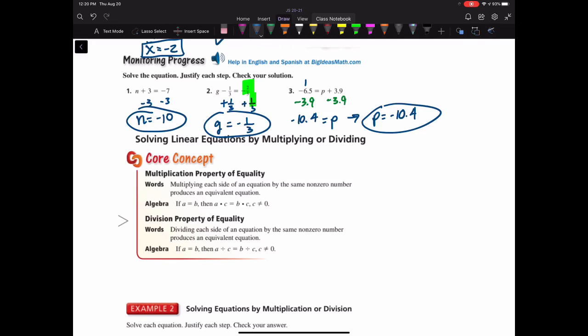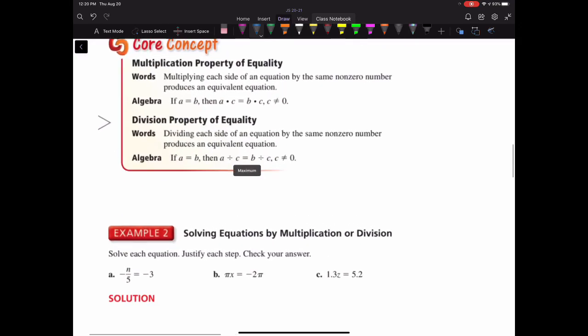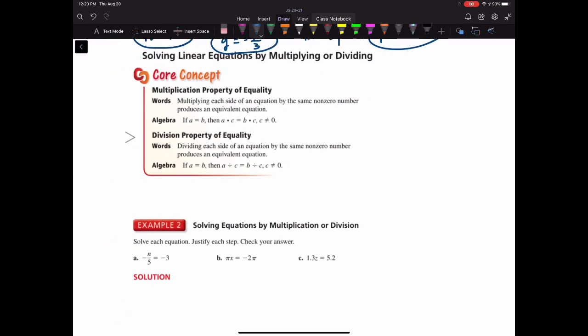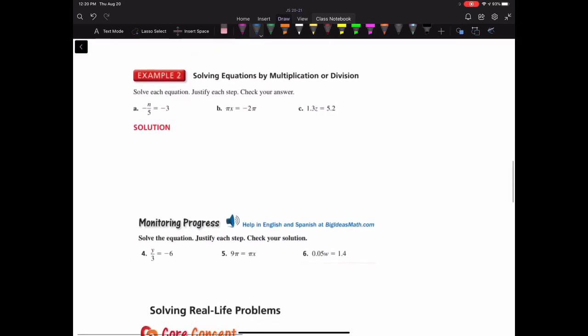All right, so very similar idea using inverse properties. The opposite operation will cancel the other operation, but with equality here, so as long as you're doing the same thing to the left as you do to the right, then it's still equivalent. Same thing on the left, dividing by C on the other side, we still have an equivalent equation. So whatever we do to the left, do to the right.